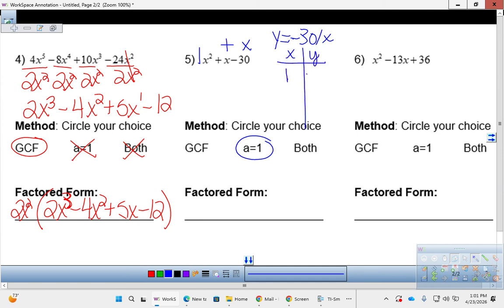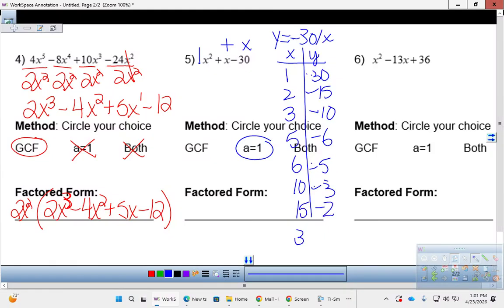So we'll have a 1 and a negative 30, a 2 and a negative 15, a 3 and a negative 10. Next to the 4 will be a decimal, a 5 and a negative 6, a 6 and a negative 5, which is different. Nothing next to 7, nothing next to 8, nothing next to 9. 10 and negative 3, nothing next to 11, nothing next to 12, nothing next to anything until we get to 15, and then 30. This is my whole entire list of whole numbers for negative 30 divided by x.